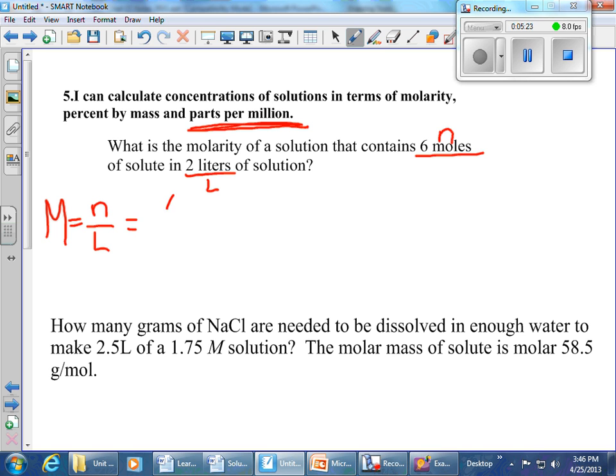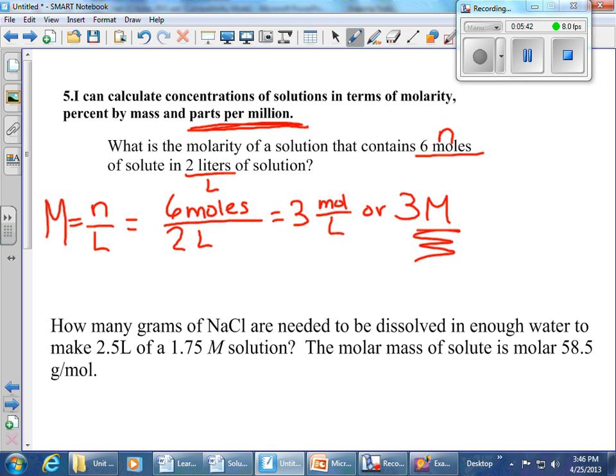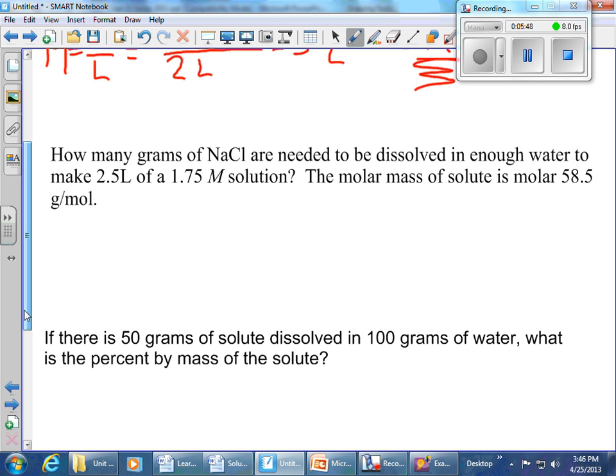I would have 6 moles over 2 liters, right? So I would get 3. Either you can say moles per liter, or you could say it's 3 molar. Make sure you put that big M. If you put little m, that is considered molality.